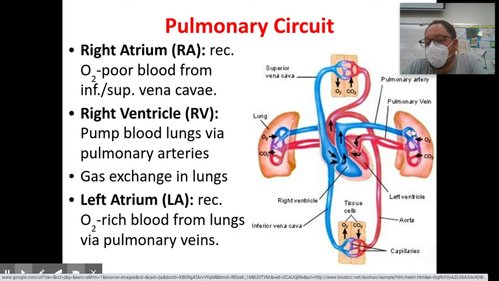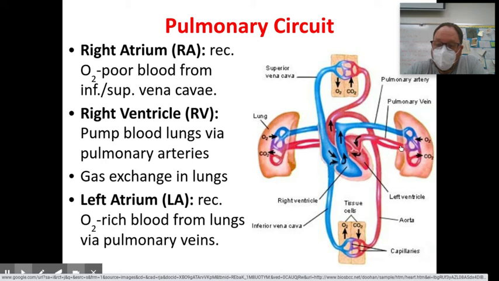And in your lungs, you have another set of capillary beds. Here, you drop off the CO2 and you pick up oxygen. So now you have oxygen-rich blood. And then oxygen-rich blood is returned to the heart by pulmonary veins. Again, veins return blood to the heart.